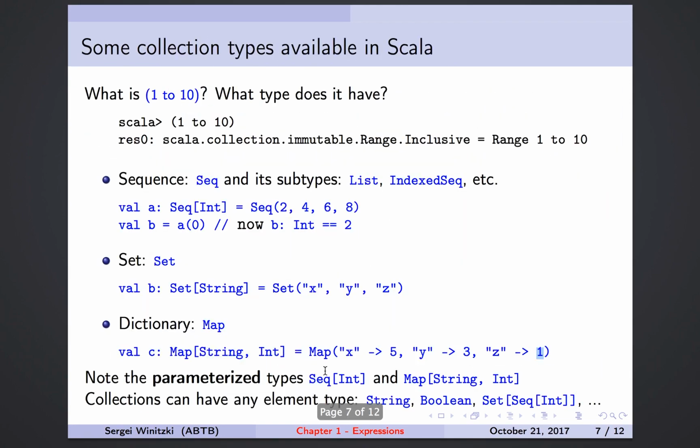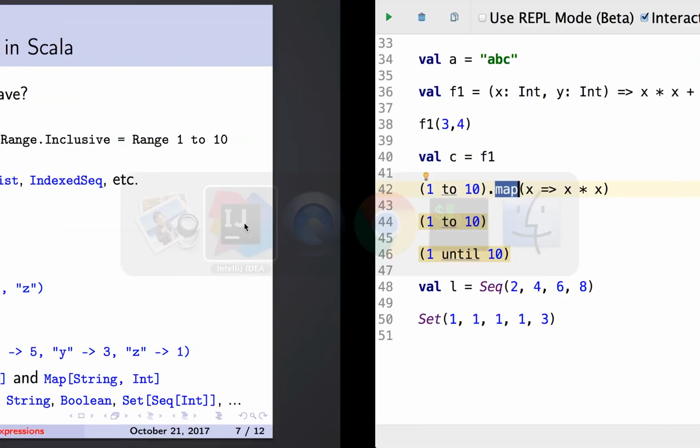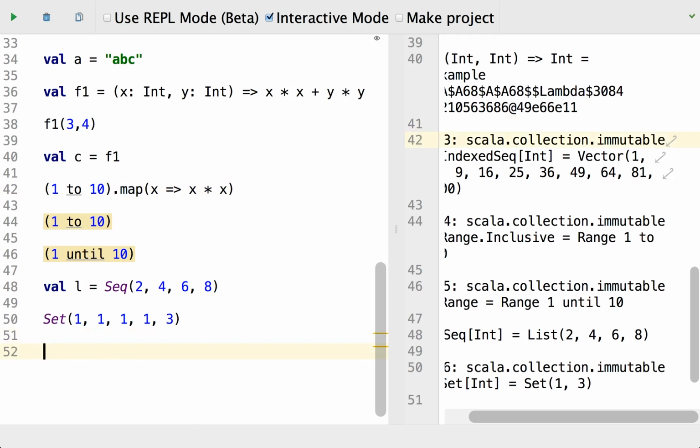So the parameterized types, just make a note right now. This is the syntax for them. We'll talk a lot more later about parameterized types. Collections can have a type parameter, which can be any type. So, for example, you can have a sequence of string or sequence of Boolean or map of Boolean and set of sequence of int or whatever. You can do whatever you need for a particular application.